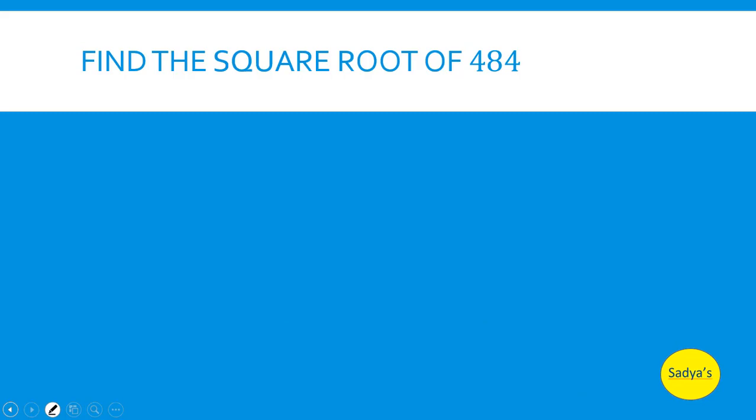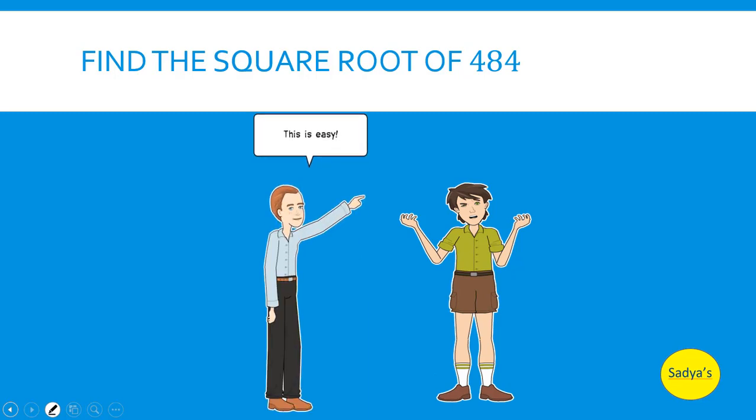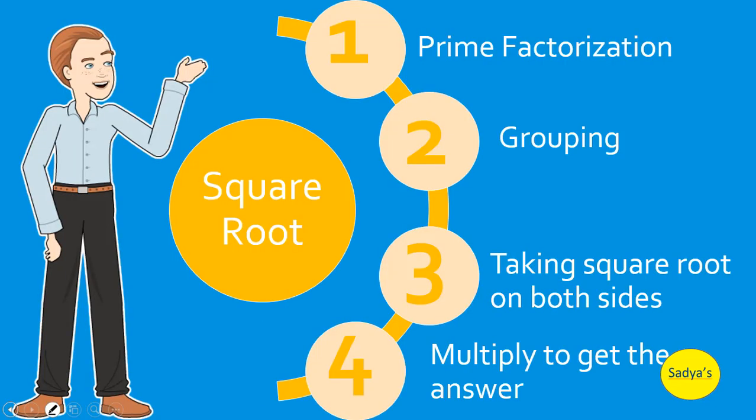So if you are asked to find the square root of 484, you should be worried. Should you? Nah, it's easy. There are just 4 steps to find the square root of a number, and those 4 steps are: first one, prime factorization; second, grouping; third step, taking square root on both sides; and fourth step, multiply to get the answer. Let's look at each step individually in detail.